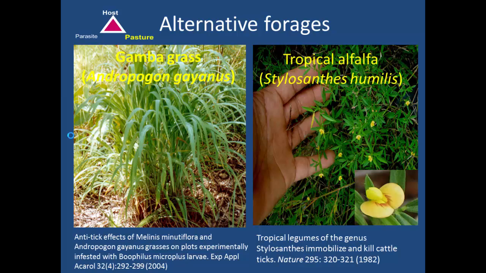As you can see, there are also some grass species like this gamba grass with some papers published like the ones you see listed here. Again, a significant effect in experimental plots, but not so promising on field conditions.